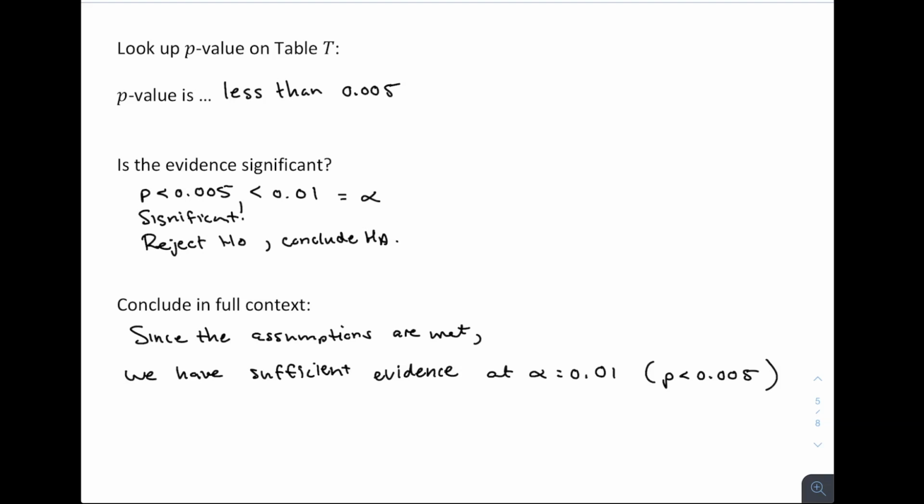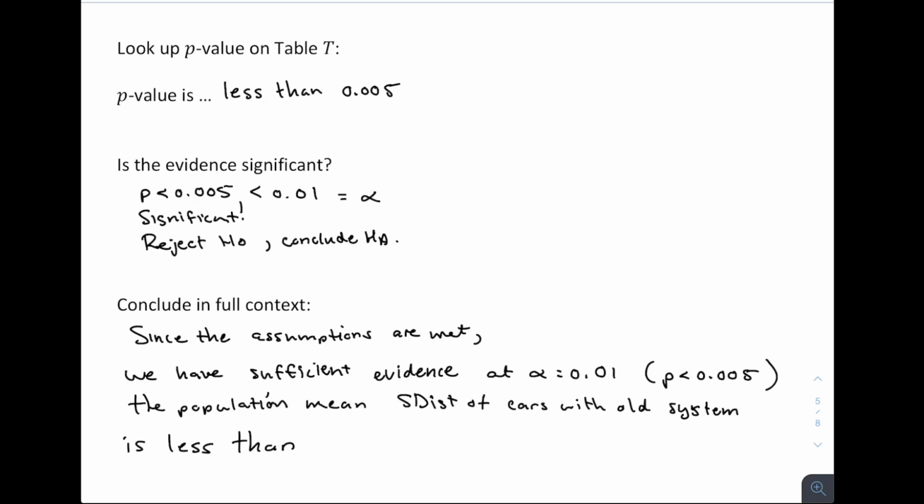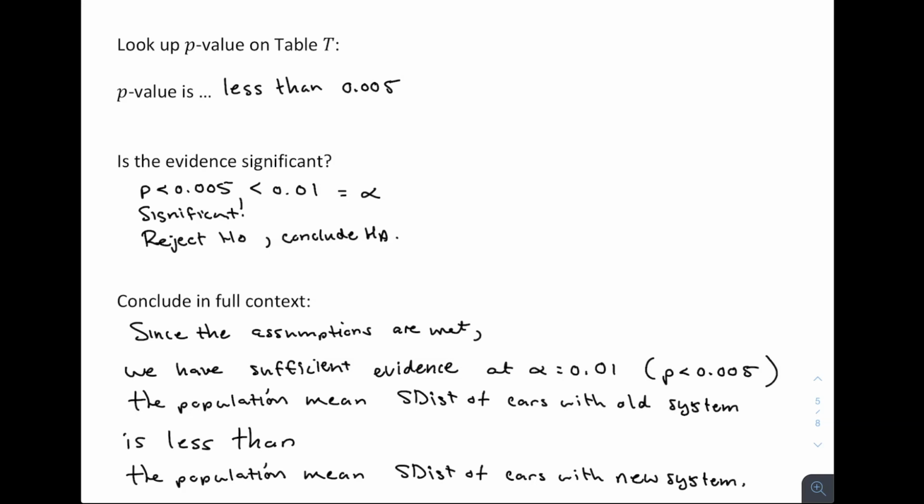And that's that the population mean stopping distance of all cars with the old system is less than the population mean stopping distance of all cars with the new system. That is, we probably shouldn't switch to the new system, since the old system we've been able to conclude is still better than the new one.